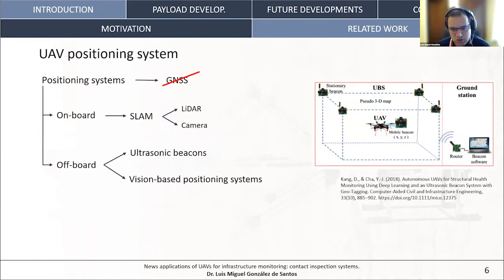For contact inspections, the positioning systems of this second group cannot be used since several cameras or beacons have to be installed in the area where the vehicle is going to navigate. So for contact inspection systems, the positioning system has to be on board the UAV.